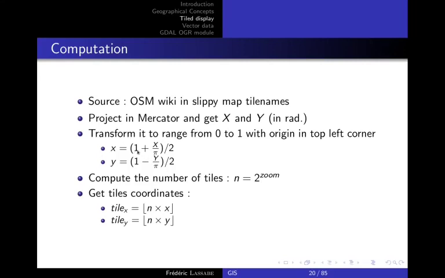So you convert it that way. x is (1 + x/π) divided by 2, and y is (1 − y/π) divided by 2. Then you compute the number of tiles n for a side of your full square map. And to get the tile coordinate, you take the floor of n multiplied by x from this formula, and the y coordinate is the floor of n multiplied by y in this projection.